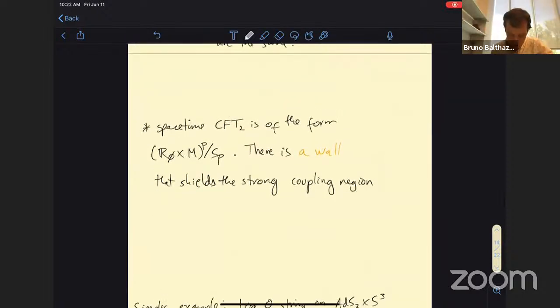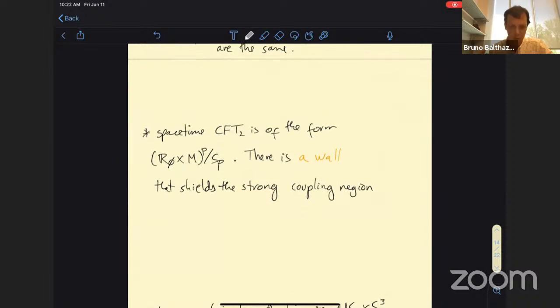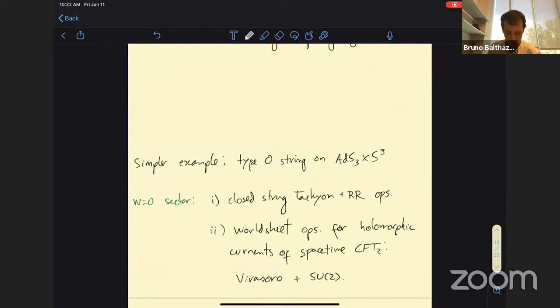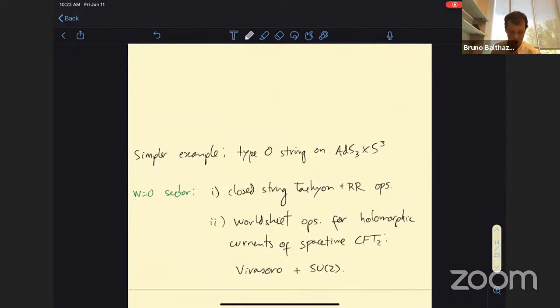Okay, so, right, so you need to add some wall that's going to shield the strong coupling region and make the CFT well-defined. Otherwise, we can't talk about things like correlation functions, because these quantities are sensitive to the wall. So in order to motivate the calculation, let's consider a simpler example, which is type 0 on AdS3 cross S3. This is related to the construction of NS1 and S5 that I gave above by a squashing of the S1 and a different GSO projection, but it's not important.